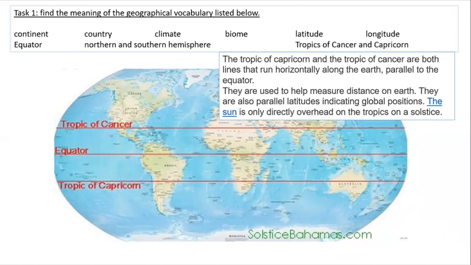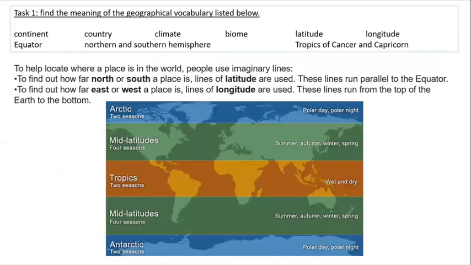So remember that parallel means that the two lines are an equal distance away from each other, and they will never meet, they will never touch, they'll remain that distance away from each other. They are also used to help measure the distance on Earth. So as well as looking at the Tropic of Cancer and the Tropic of Capricorn, and having a look at what countries fall within those zones, we use the latitudes to help us, which you can see here.